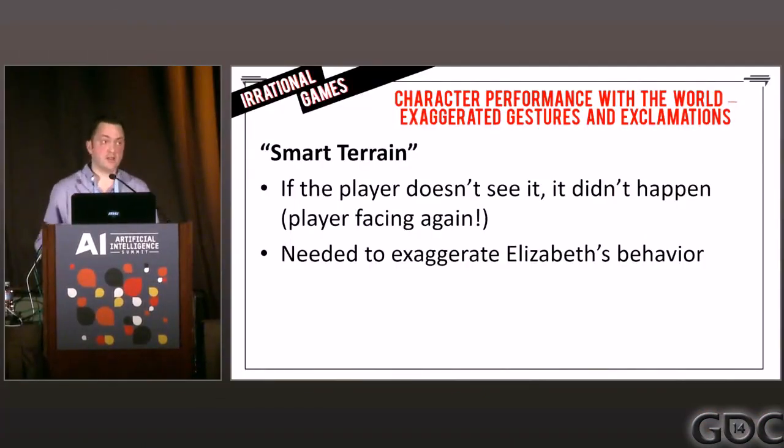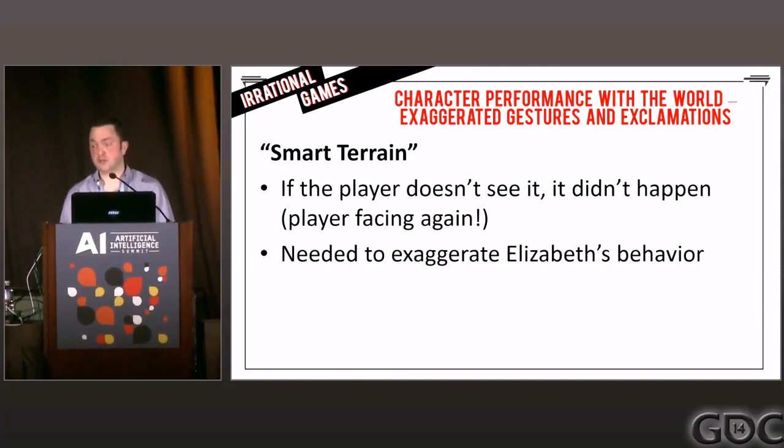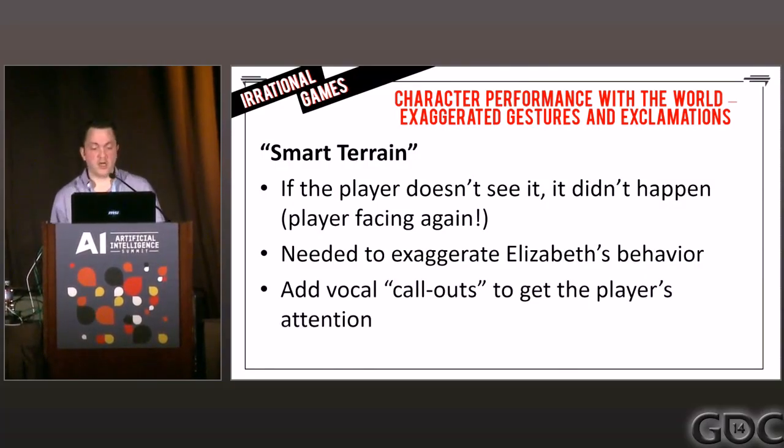So finally, once this all came together, it still wasn't enough. We really wanted the player to notice that Elizabeth was interacting with the world. So we wanted to exaggerate Elizabeth's behavior to get the player to notice her, but without making her seem too ridiculous. To do this, we added utterances like a sigh to try and get the player's attention. And we would actually sometimes teleport her around too, just to get her to smart terrain quickly.